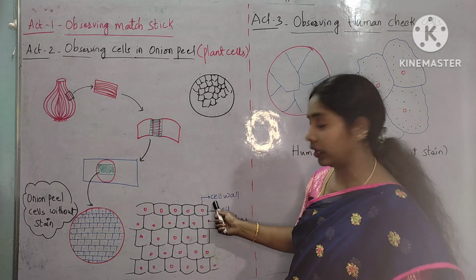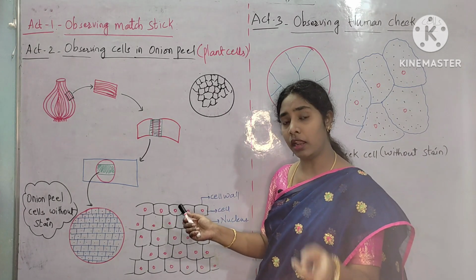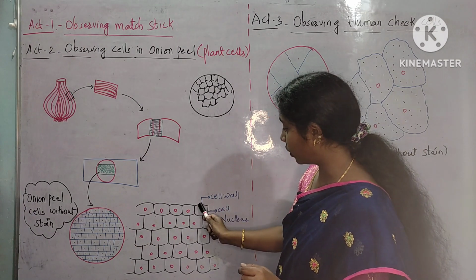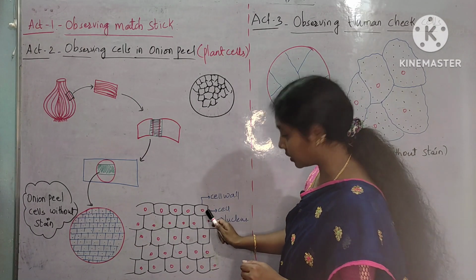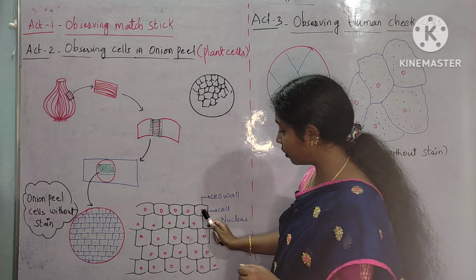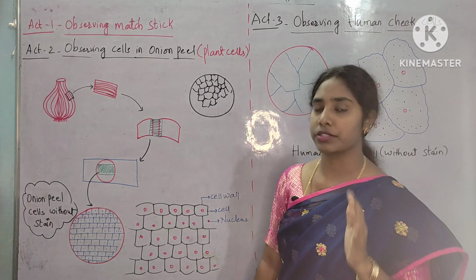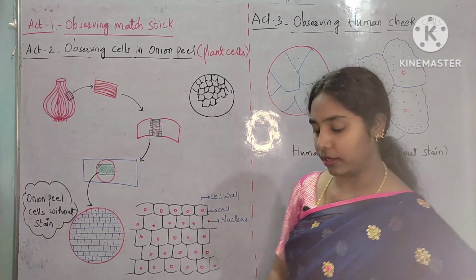So what does it contain? It contains a cell wall. As it is a plant cell, it contains a cell wall as an outer layer. Inside the cell you will find a round part which I have mentioned here. Those are the nucleus. All the cells contain a nucleus in them.